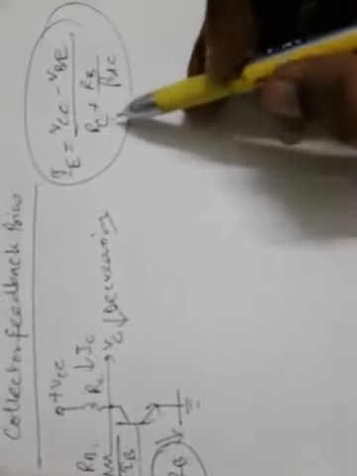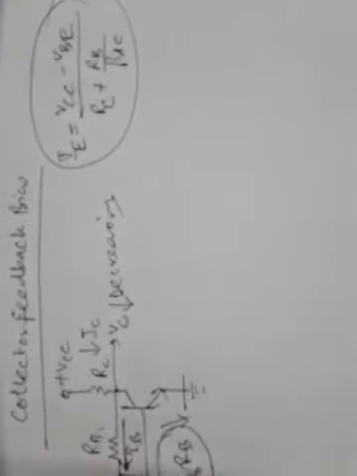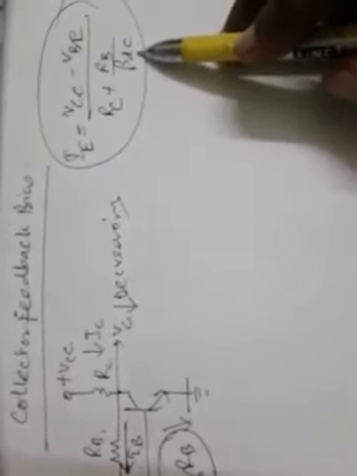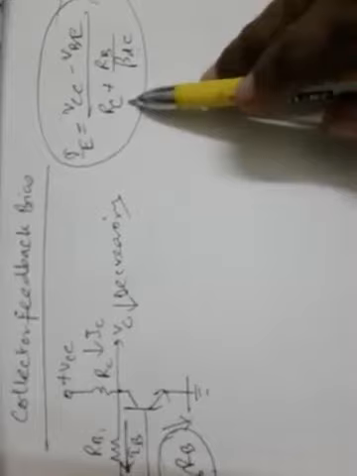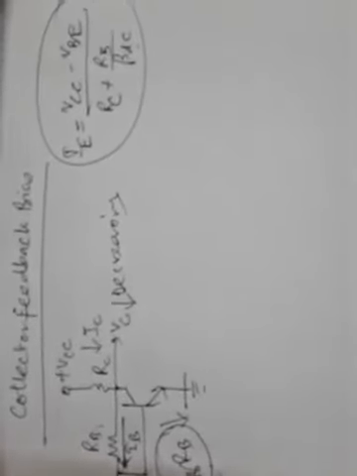So the equation that will be useful for collector feedback biasing: IE equals VCC minus VBE divided by RC plus RB by beta DC. Once again we can say that if the designer selects RC far greater than RB by beta DC, we can leave out the problems related to the changes of beta DC, and thereby ensure that the Q point can be made to stay at a stable position. But that is not possible on all occasions.